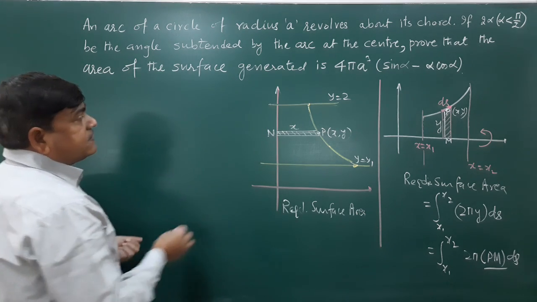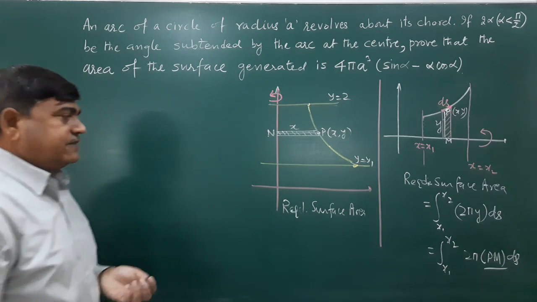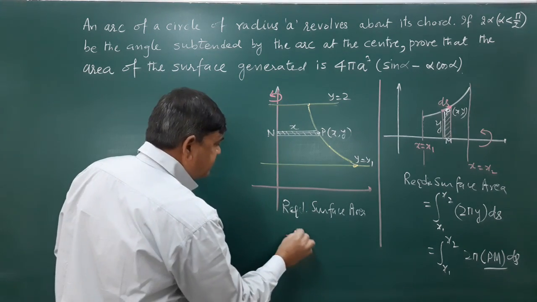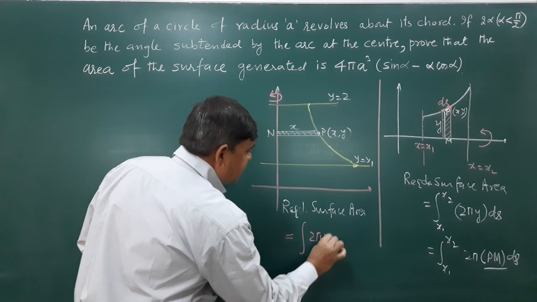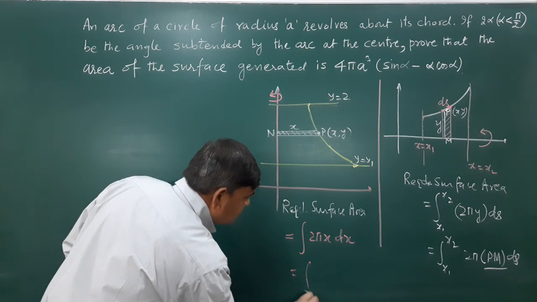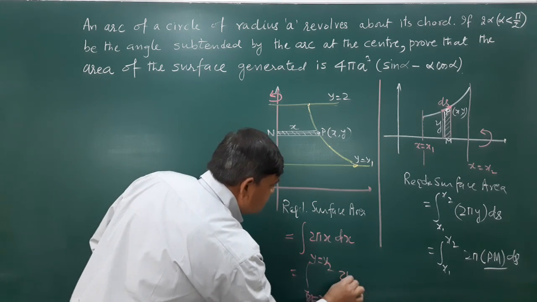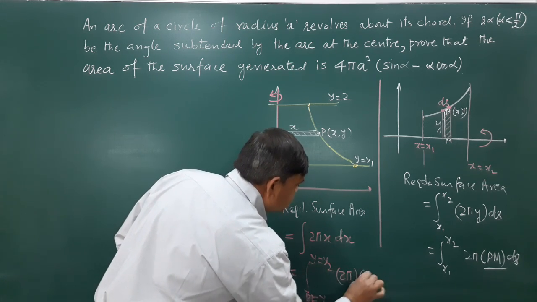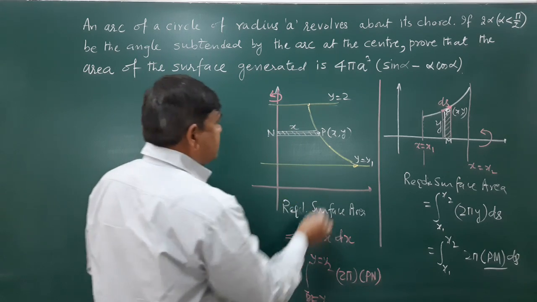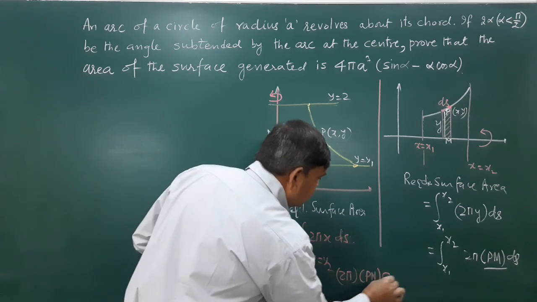remember this is about y-axis, then the formula is 2 pi x dx, then it is y equals y1 to y2, 2 pi, x means the length of a perpendicular, PN, and here it is ds.